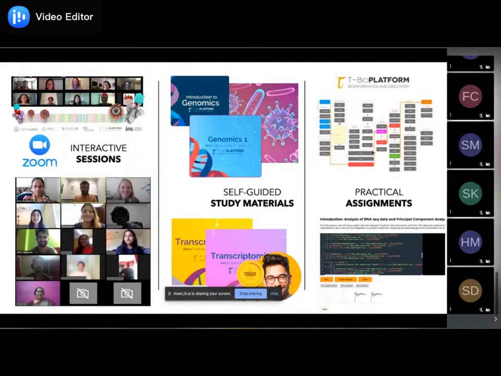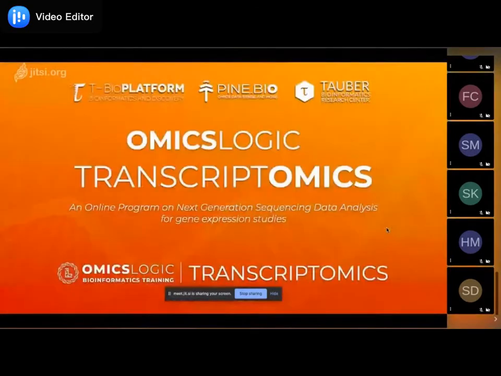Another aspect is the practical assignment. We have come up with Python and R tutorials and courses, and in a similar way we have designed a platform so that people can easily learn Python and R and implement those kinds of skill sets as well. I would talk about a couple of programs that we do.